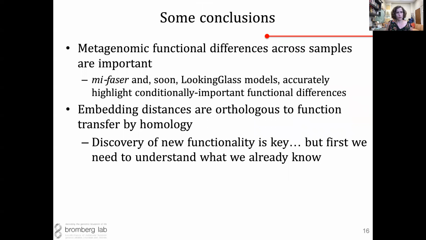So some conclusions: metagenomic functional differences across samples are important. And embedding distances are orthogonal to function transfer by homology. So basically, we have this new way of understanding the functionality that we know, even though this is not discovering new functionality, this is discovering new proteins that can carry out the functionality that we already know.